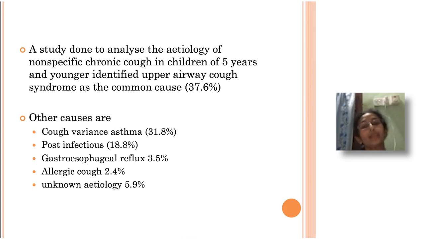A study done to analyze the etiology of non-specific chronic cough in children 5 years and younger identified upper airway cough syndrome, like postnasal drip, as the common cause. Nearly 37.6% had upper airway cough syndrome. Other causes are cough variant asthma, which is the second most common, with nearly one third. Then come post-infectious cough, gastroesophageal reflux and allergic cough, and nearly 5% had unknown etiology.